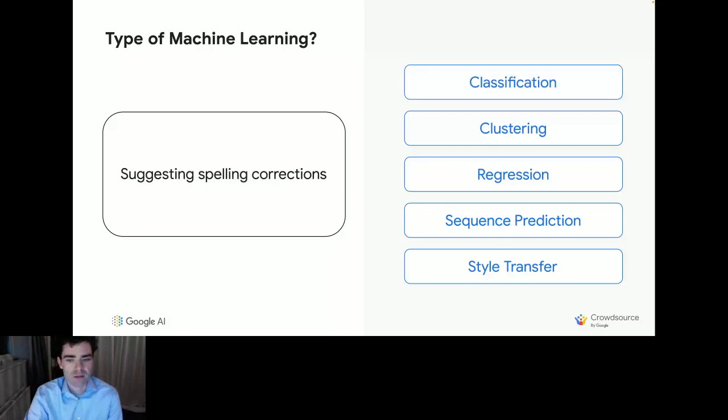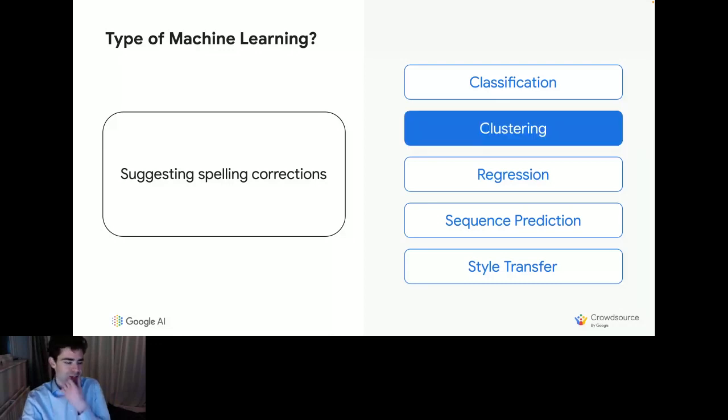Suggesting spelling corrections. Okay. So, sound chat. Oh, clustering. I would say classification because I could have been wrong. It could be right or wrong, couldn't it? It's dealing with intention, and you could already intend one correct spelling, couldn't you?